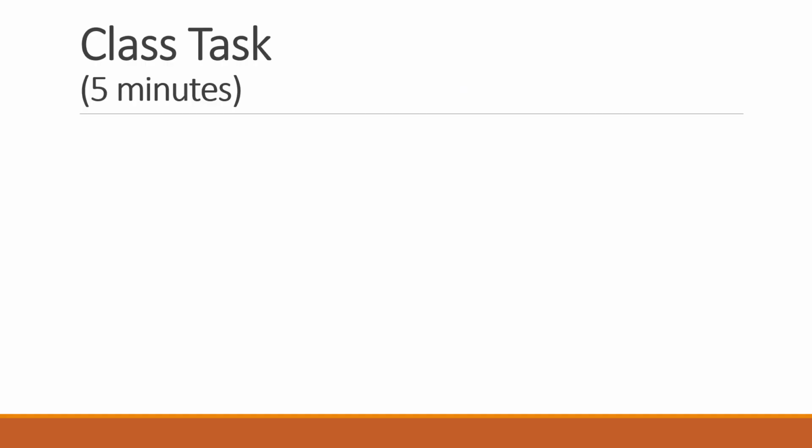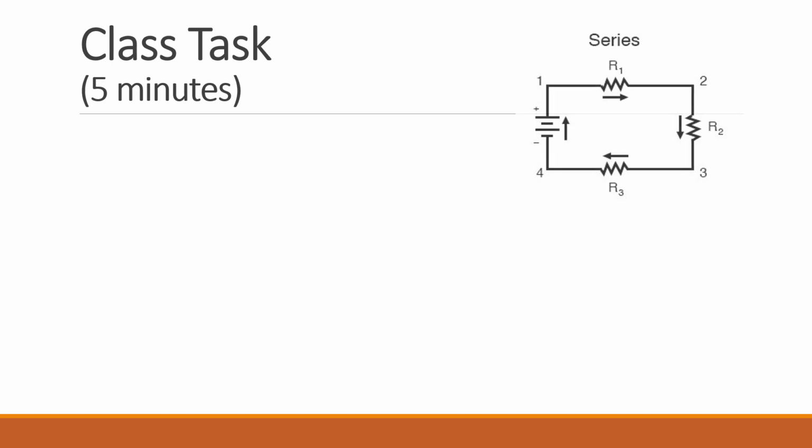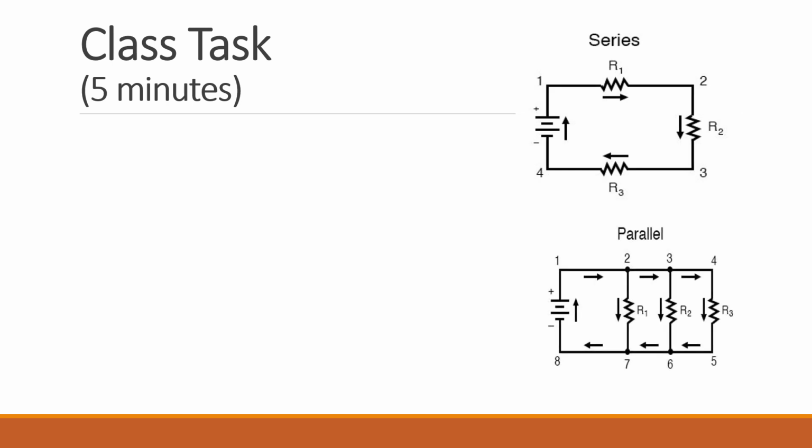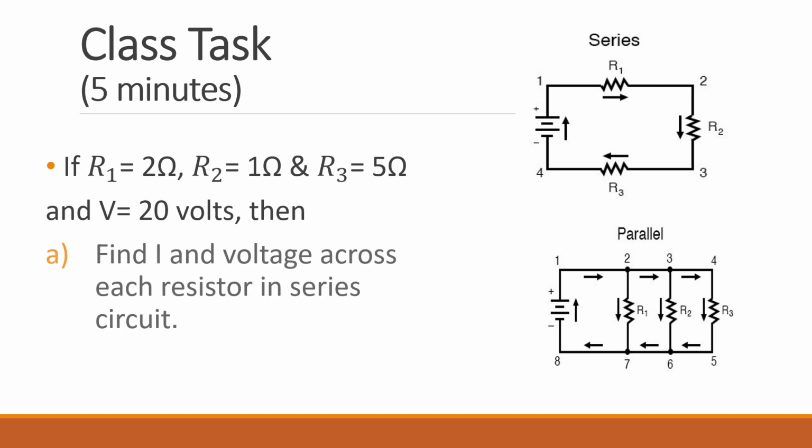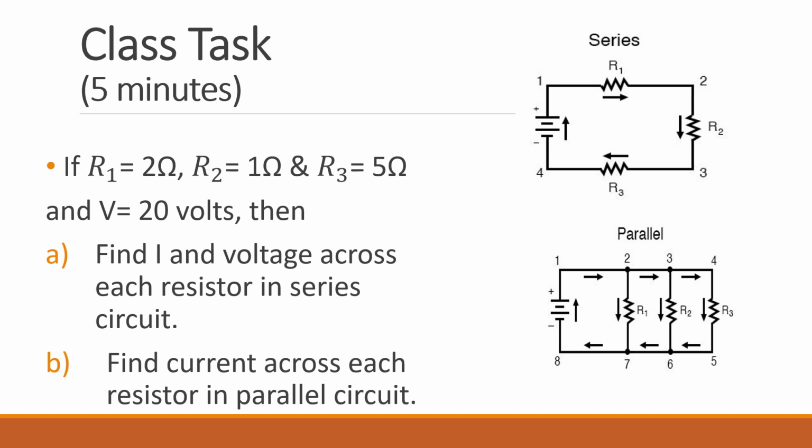Now, here is your class task. There are two circuits. One is a series circuit and the second is a parallel circuit. If R1 is 2 ohms, R2 is 1 ohm and R3 is 5 ohms and V is 20 volts, then find current and voltage across each resistor in the series circuit and find current across each resistor in the parallel circuit. Take 5 minutes to complete this task.